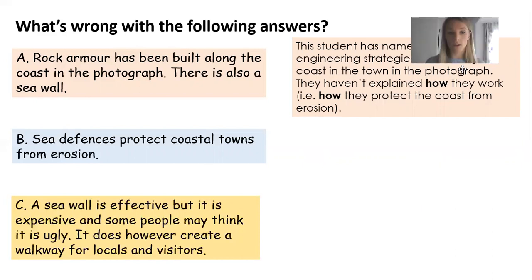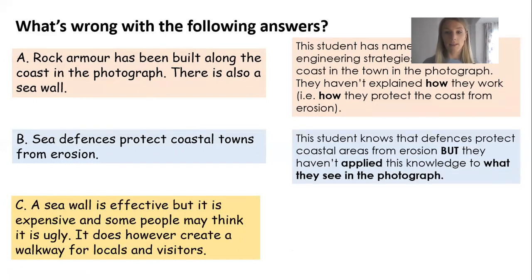So student letter B, okay. This student knows that sea defences protect coastal areas from erosion, but they haven't applied this knowledge to what they see in the photograph. Okay. So again, it can't be awarded any marks. Again, we need to know how the engineering strategies protect the coastline from erosion.